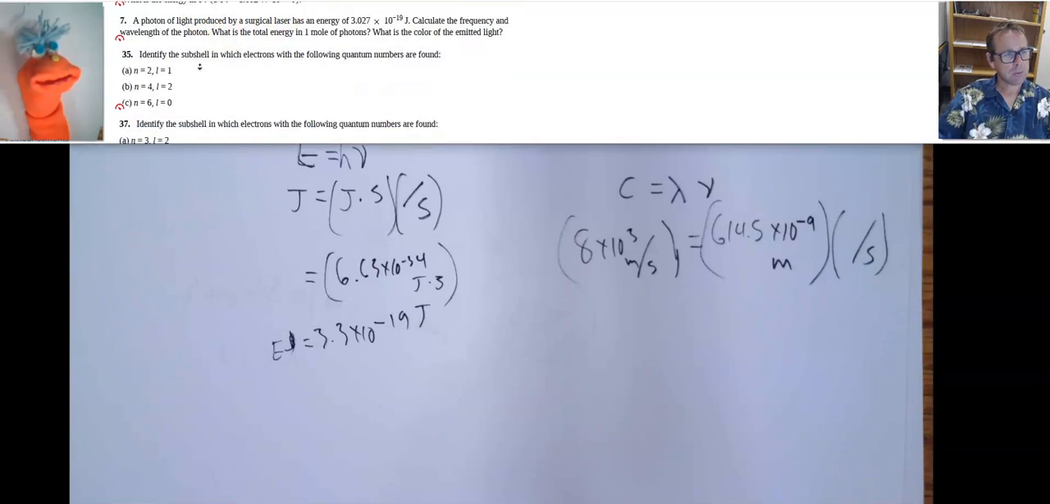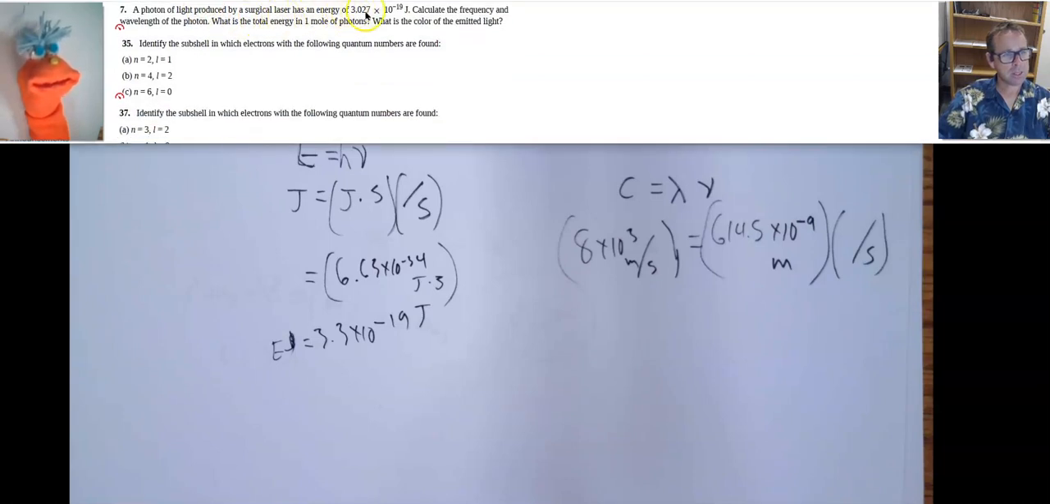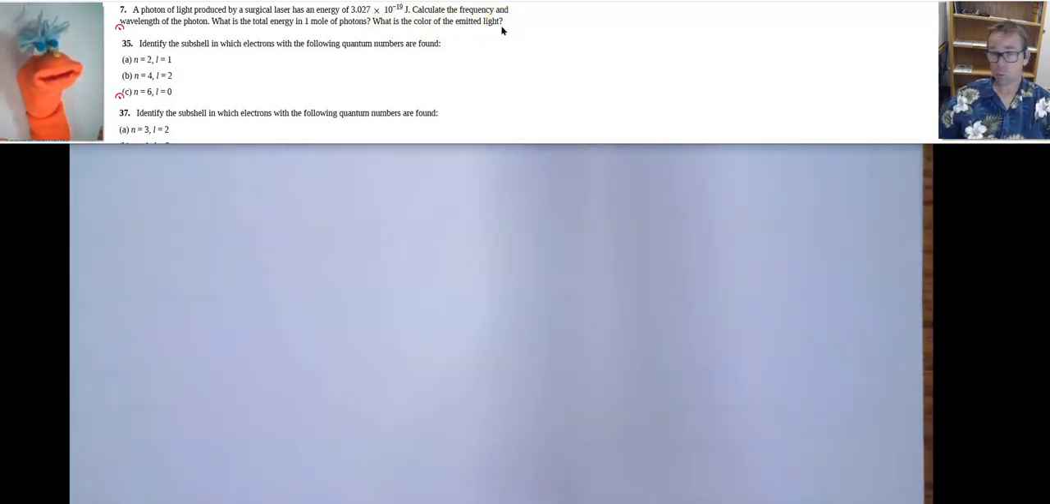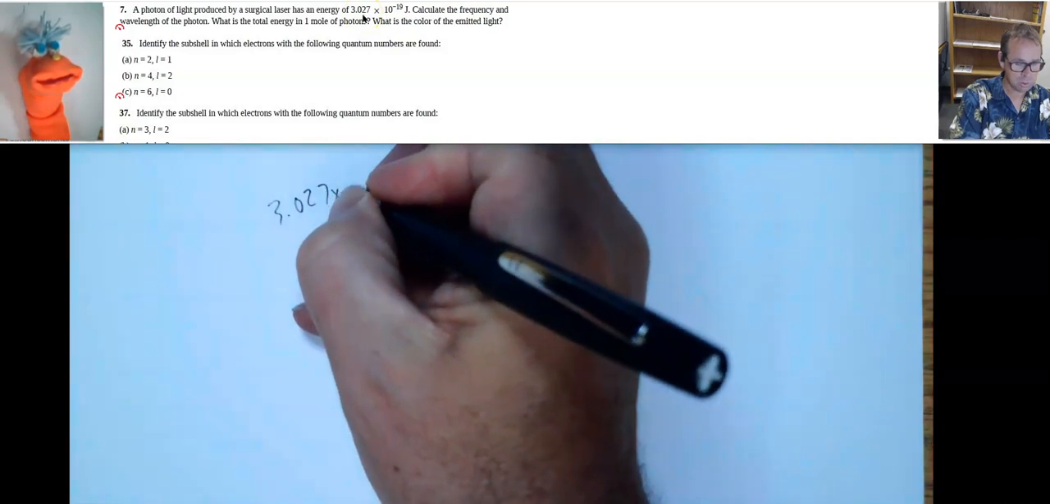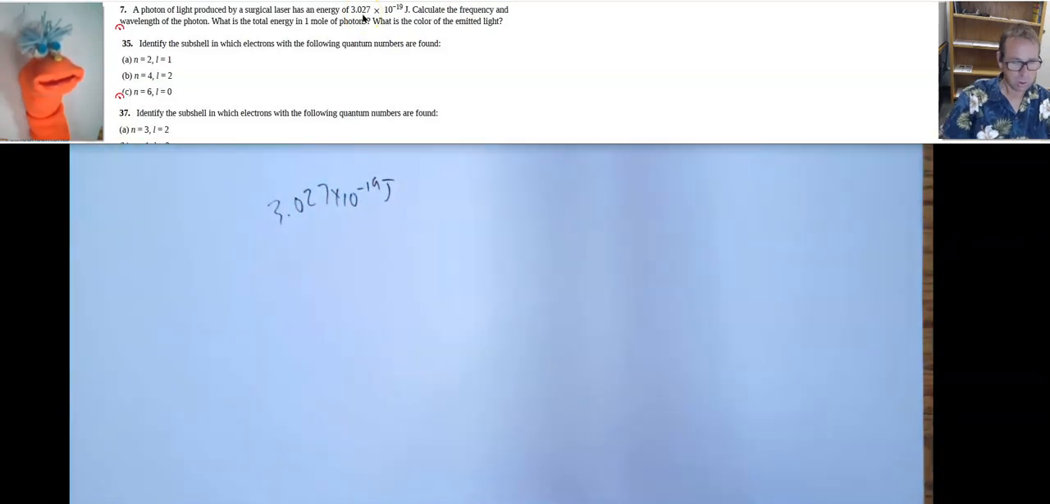Okay, so number 7. A photon of light produced by a surgical laser has that much energy. Calculate the frequency and the wavelength of the photon. What's the total energy in 1 mole of photons? What is the color of the emitted light? So apparently it's going to be in our visible range, if it's going to have a color. Surgical laser has an energy of 3.027 times 10 to the minus 19 joules.